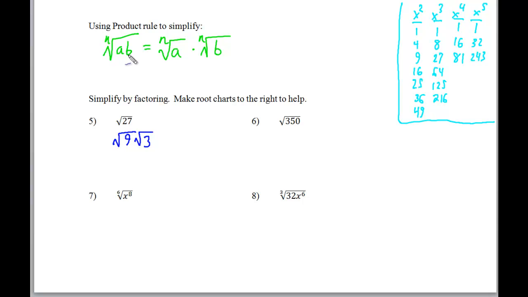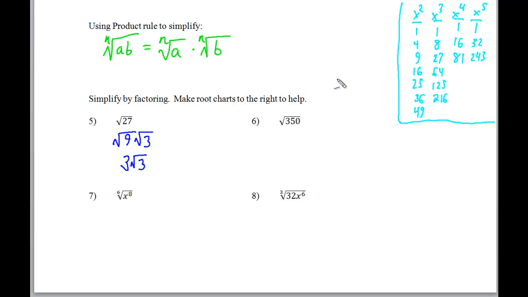Because according to the product rule here, we can take a number like 27 and break that into 9 times 3. Now, the square root of 9 is rootable, so this becomes a 3. The square root of 3 is not rootable, so it stays the square root of 3. And that's really the technique right here.